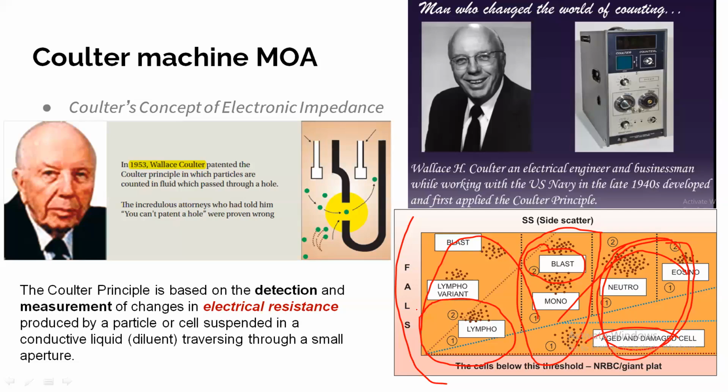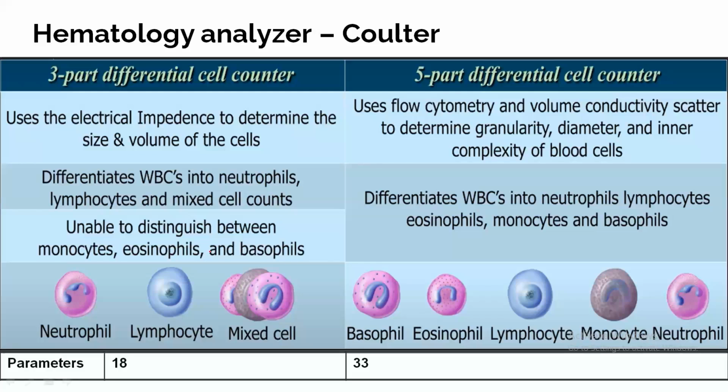Of course, there are advanced counter machines like the 8-part and 10-part at this point of time. But for routine clinical practice, the standard of care based upon the NABL accreditation requires you to have a 5-part counter machine. So these are the differences between a 3-part and a 5-part counter machine. The 5-part will give information even on the basophils and eosinophils, whereas the 3-part will give the lymphocytes, neutrophils, and the mixed cells, meaning the other cells are all clubbed together. This is the basic difference between a 3-part and 5-part machine.